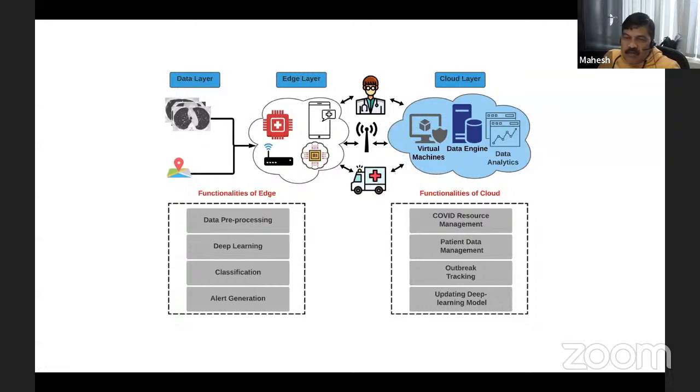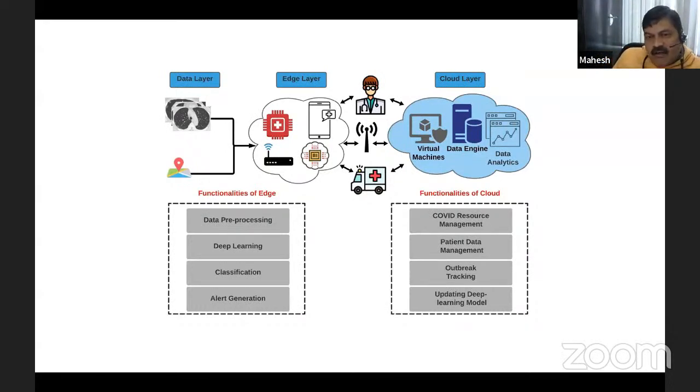So the government can decide on mobilization of resources. In a particular region of the city, if there are many patients, then they can depute many doctors, many ambulances, many resources to that area, okay. So that's why it's called COVID-19 management. Not only is detection important, we have to manage the resources, and manage the patients' data. So that is one thing.